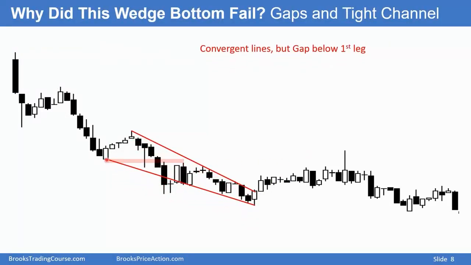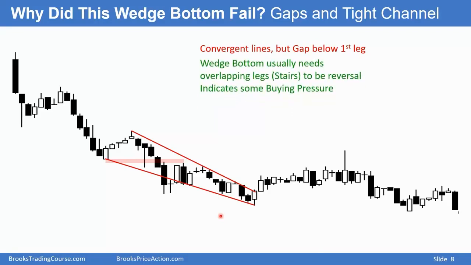We have 3 pushes down, 1, 2, 3, convergent lines, and a gap, this high and the breakout point. That is a problem. Whenever there's a gap, even though this bar pulled back above the low of this bar, this is the bottom of the first push down, and we did not go above that low. Whenever there's a gap in your wedge, the channel down is usually too tight to begin looking for a reversal.